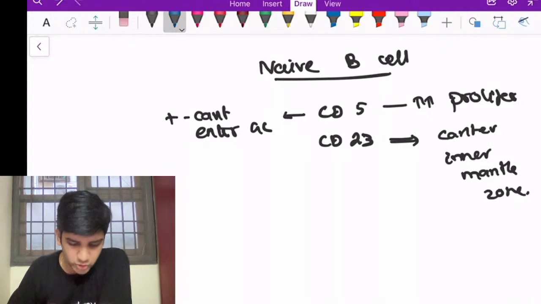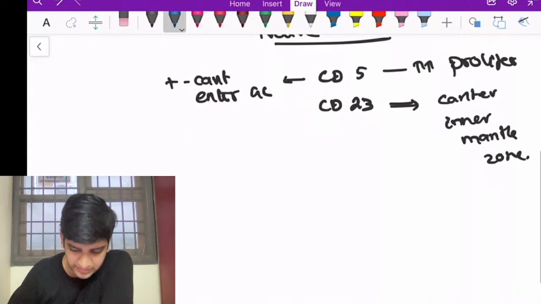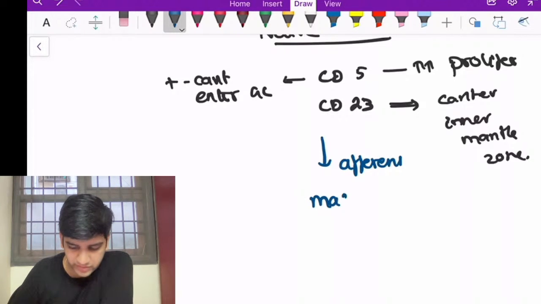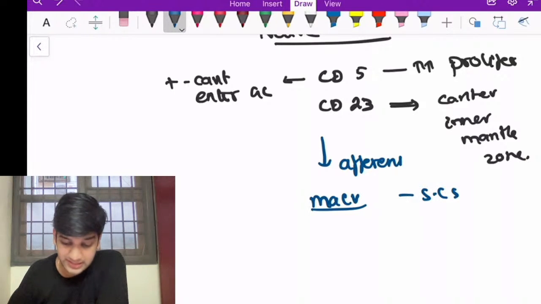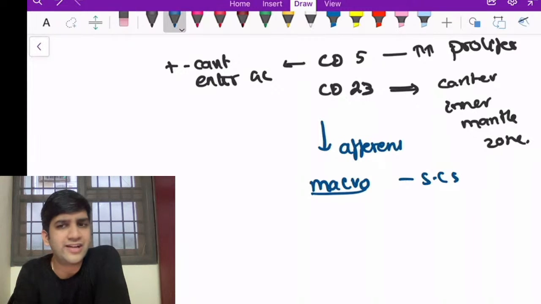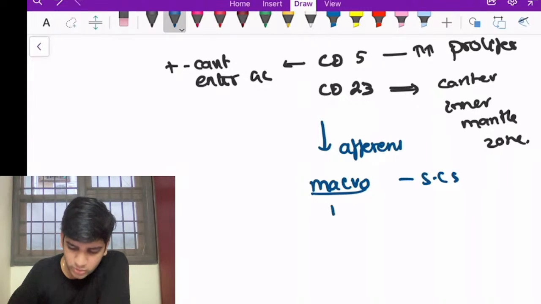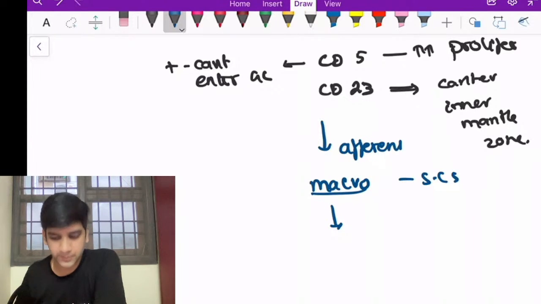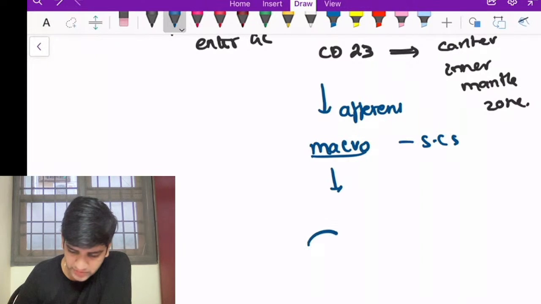So let's see a first look at what will happen when a naive B cell enters. My naive B cell will enter my afferent lymphatics. Once it enters the afferent lymphatics, I'll have macrophages here in my subcapsular sinus. I'm writing SCS for subcapsular sinus. It's not having any antigen, so it will not interact with my macrophages, right? Once they don't interact with my macrophages, it goes inside again. Let's assume this is my follicle, my germinal center.